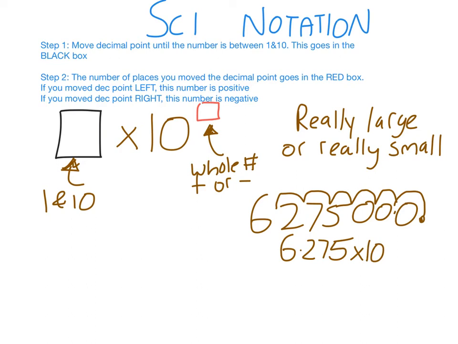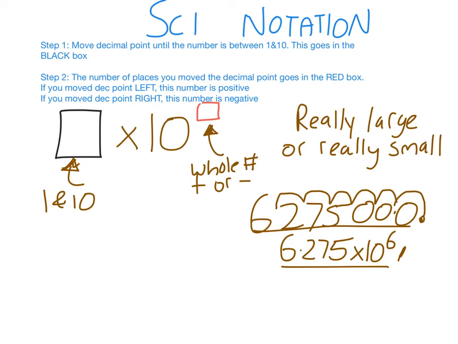Now I moved the decimal point 6 spots, so a 6 goes here. It's a positive 6 because I moved the decimal point to the left. So I'm done. This number here and this number here are the exact same number. It's just that this will be easier to compare with numbers that have lots and lots of digits.